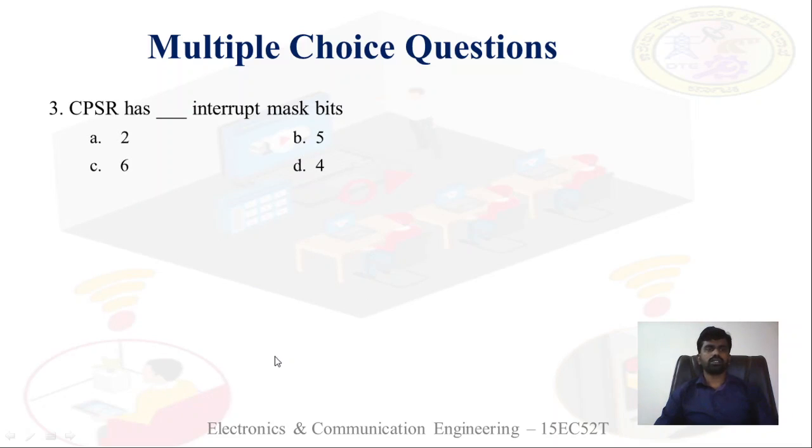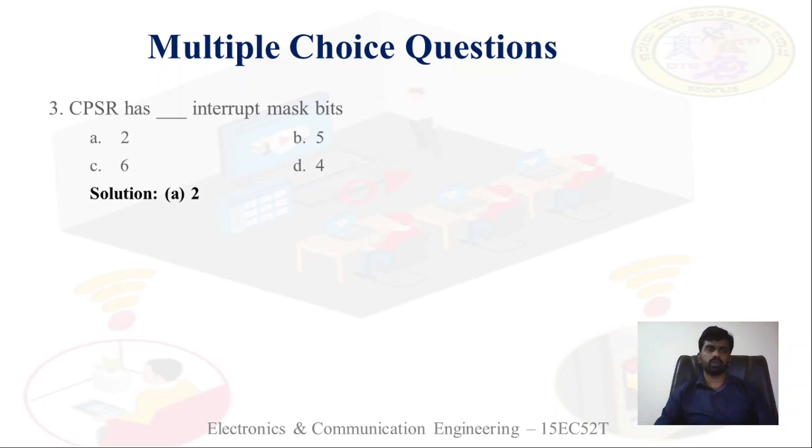Next question is, CPSR, that is current program status register, has dash interrupt mask bits. How many interrupt mask bits are present in the CPSR? 2, 5, 6 and 4. It's a simple one. Yes, it is 2. 2 interrupt mask bits are present, one for interrupt request, that is IRQ, and another one is FIQ.